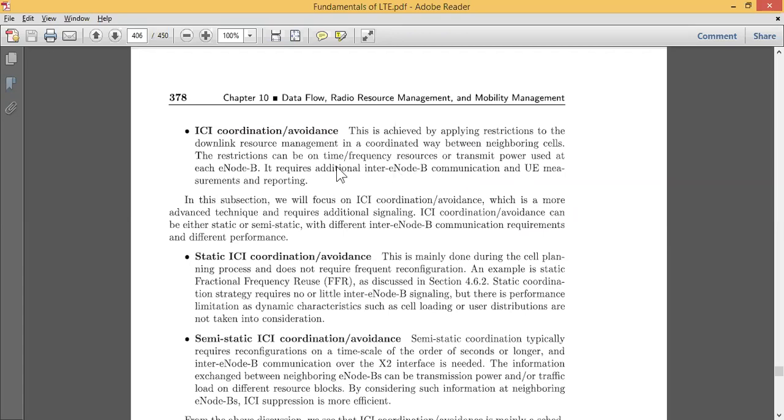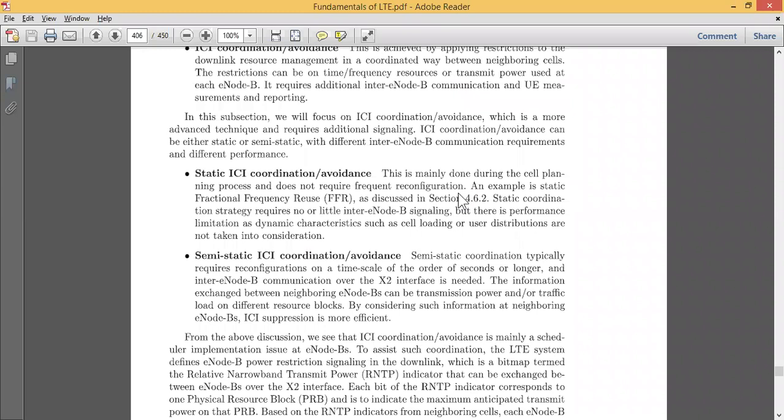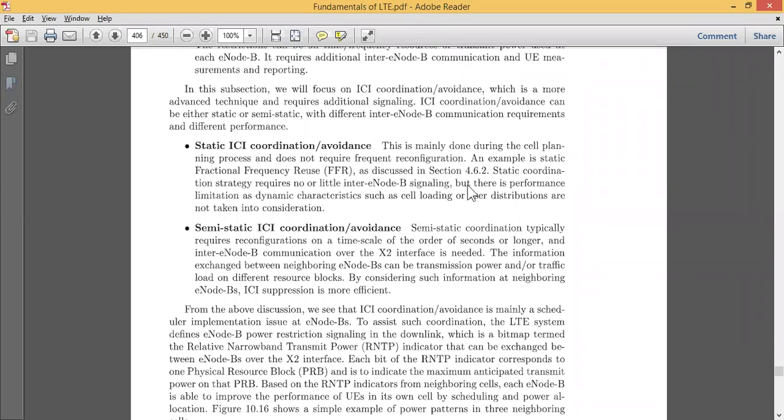So where can you apply the restriction? The restrictions can be in terms of time resources, or frequency resources, or transmitter power. That is only from the transmitter. You need to inform the transmitter not to send me data having more power. It should be of limited power, so that I can handle it in the proper way. In this way the ICI coordination can be achieved. Based on some requirements, static or semi-static, we have different requirements based on different performances.